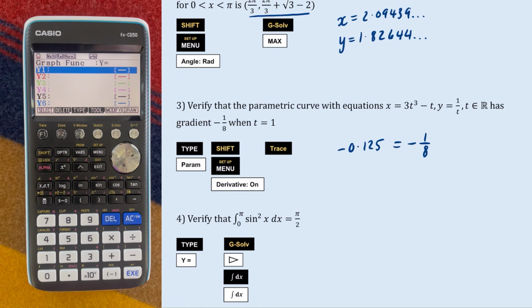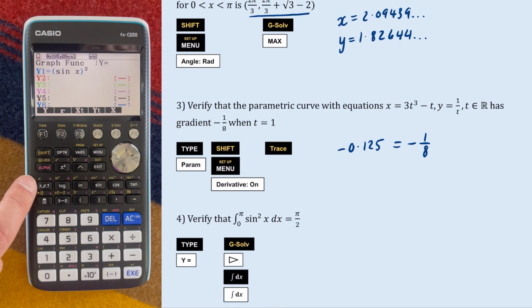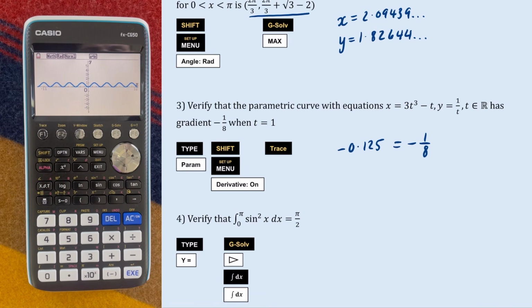And I'm now going to actually just draw the graph of sine squared x. So I'm going to put this brackets. I'm going to do sine of x squared. You'll notice that this button was using x now rather than t because we've switched it to y equals rather than a parametric. And I'm going to draw this graph. Gives us quite a nice graph.